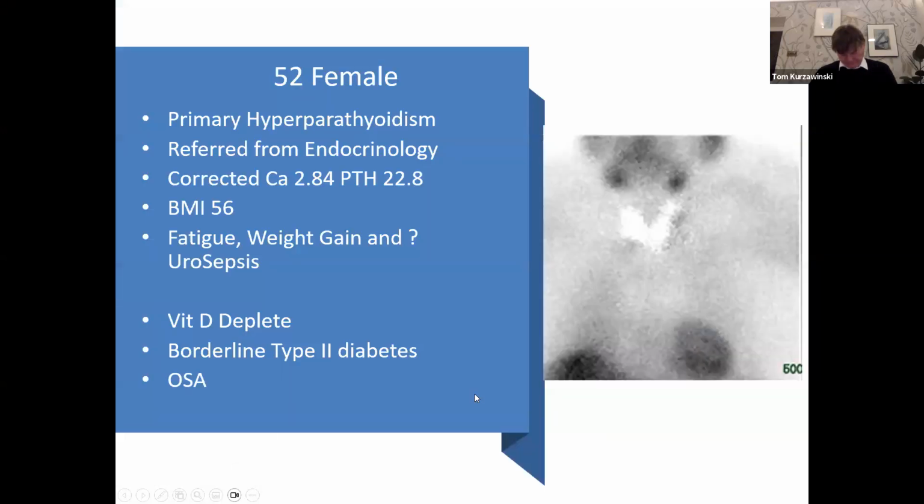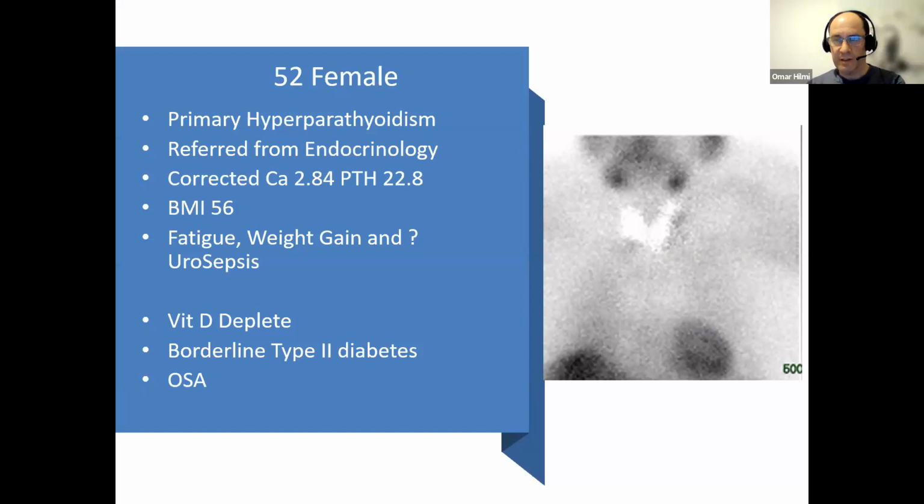Excellent. So my case, in some ways, maybe a little bit more straightforward. We've got the diagnosis, primary hyperparathyroidism. She's been referred from endocrinology, elevated calcium, PTH, and she's 52. Complicating factor is she's got a body mass index of 56, but she is symptomatic. She's vitamin D deplete, although that was corrected. She's got borderline type 2 diabetes, and she's got obstructive sleep apnea. So this is clearly a perfect candidate to operate on.